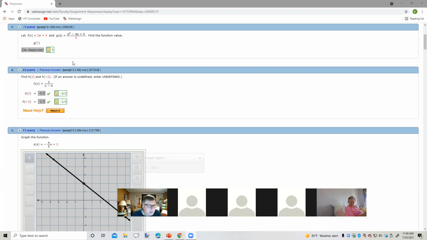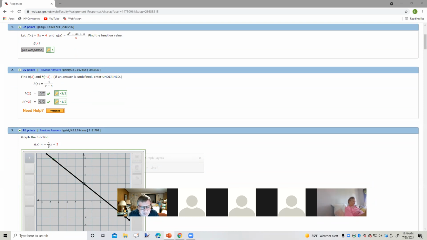Now, they tell us, it says let f of x equal 5x plus 4, and g of a equal a squared minus 4a plus 4 all over 5. Find the function value, and they say find g of 7. Okay, are we going to do anything with f of x? No. Why is it even there? It's there to confuse me.